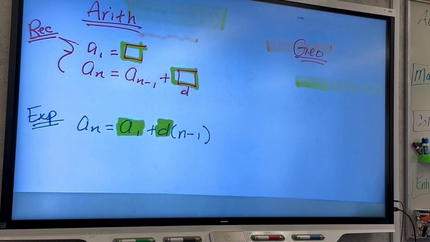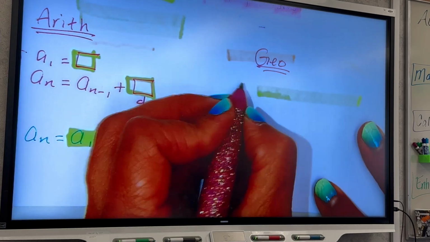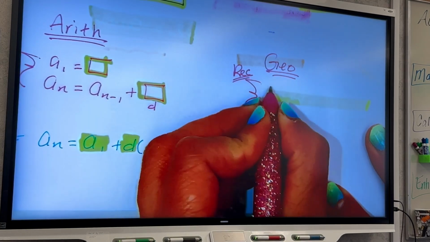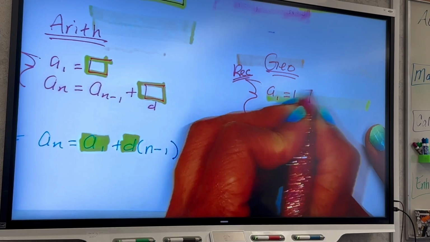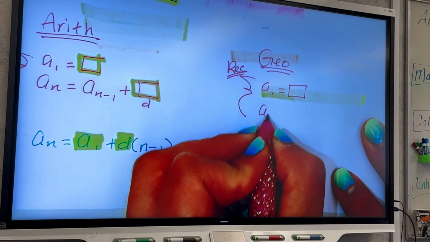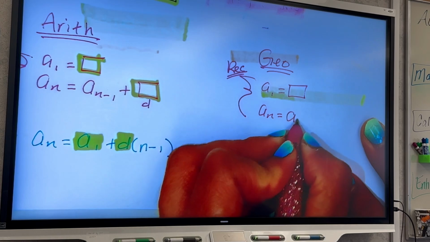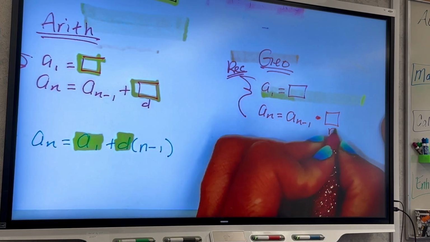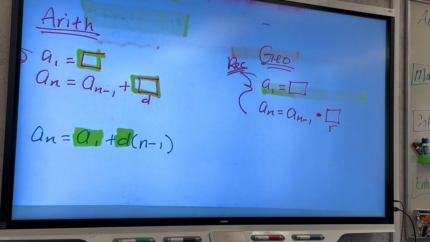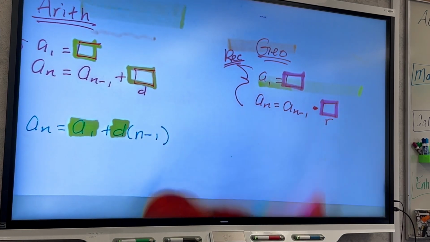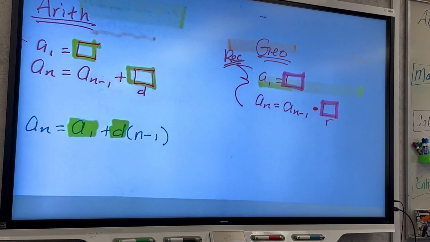Okay? For geometric, it's very, very similar. For its recursive formula, you need the A1. It's going to be whatever that first number, that first term is of the sequence. And then A sub n equals A sub n minus 1 times whatever the R is. Okay? So it just depends on what the first term is and what the R is. That's going to be the difference between recursive formulas for a geometric sequence.